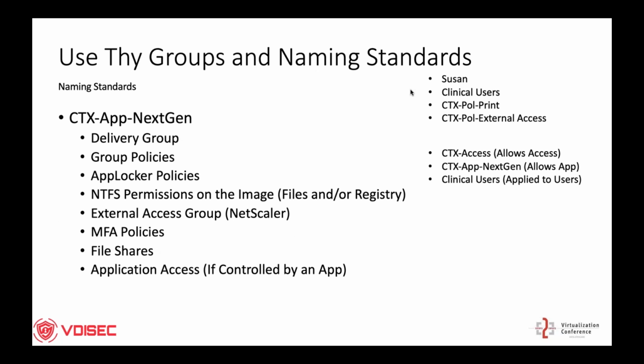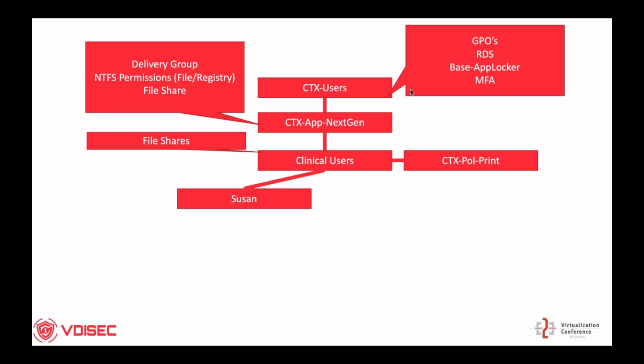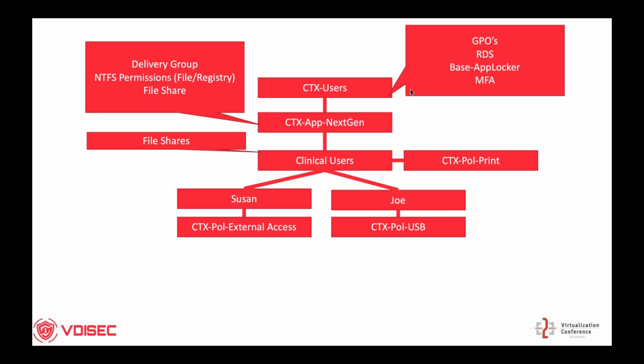And then use groups and naming standards. Make stuff that makes sense so that you can look at the group and go down this. Level 2 is definitely making sure that you can use obfuscation, but level 1, you just need to do this. When we talk about a group setup like this, it shows how a user is NCTX users, they're in NextGen, they're a clinical user, but Susan can access it externally, but Joe can use a USB device. Both of them can print. Both of them have access to the file shares, the delivery group, the AppLocker, everything else is in there.